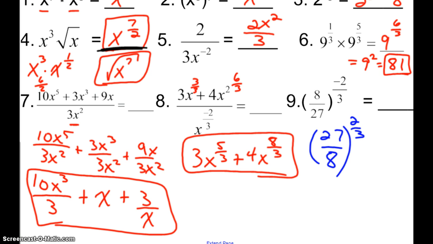It would obviously be easier to take the cube roots first if I can, if they're perfect cubes, and then square them, than to try to square them and then take the cube roots. So I'm going to choose to take the cube root of 27, which we know is 3, and the cube root of 8, which we know is 2, and then if I square each of those, that would give me 9/4 for my final answer.